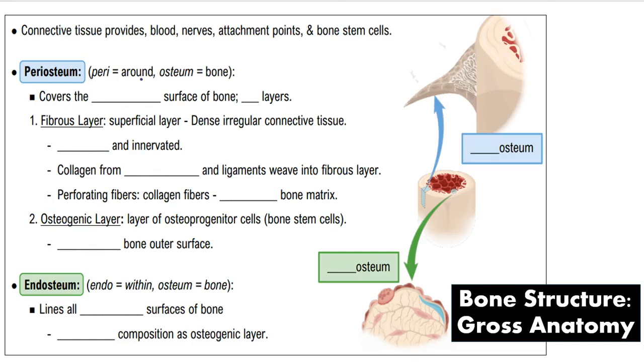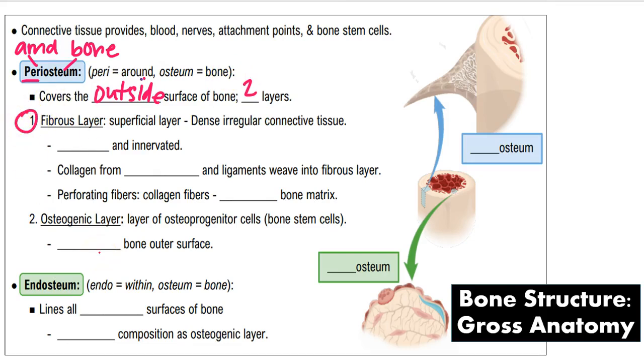All right, let's talk about the first connective tissue covering, which is going to be periosteum. So peri means around, osteum means bone. So this is going to be around the bone. That means it's going to be attached to that compact bone, okay? This is going to cover the outside surface of the bone, and it's made of two layers. The first layer is going to be our fibrous layer.